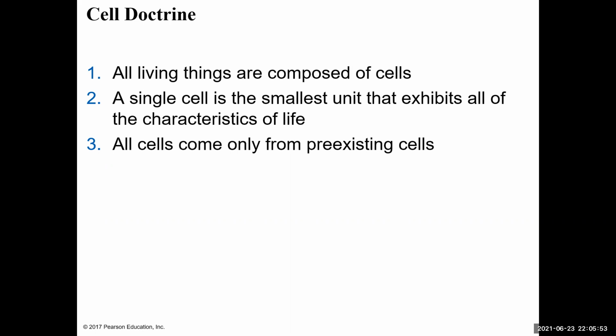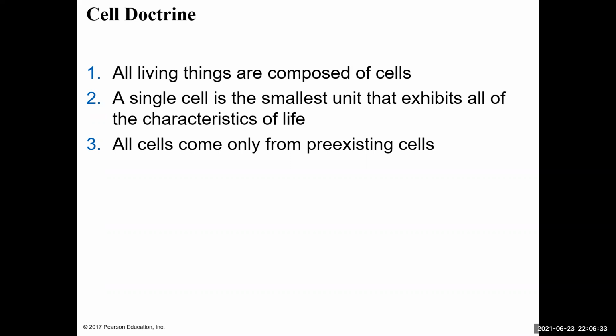Okay? And the third part of the cell doctrine says that all cells come only from pre-existing cells. Those cells have to divide and replicate themselves to make daughter cells that will then go on and continue to replicate and divide. And we'll talk all about that when we learn about mitosis and meiosis much later in the session. That's one of the final chapters that we'll go over. So the cell doctrine basically states these important characteristics of cells and how they're related to life and to living things.